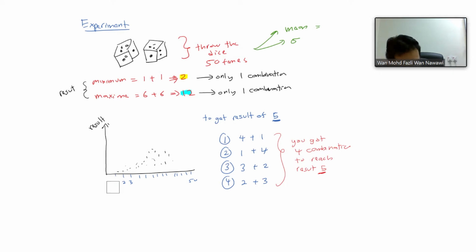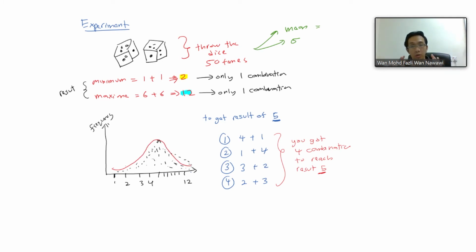So this is a number. Let's put the numbers 1, 2, 3. This is frequency. Then 4, 5, 6, 7, 8, until 12, because you have only 2 dice. So you will see most of the values will be in the middle. That's why you get what we call the bell curve, because you get more combinations to reach the middle. The middle is around 7.